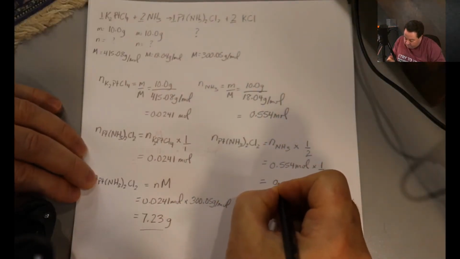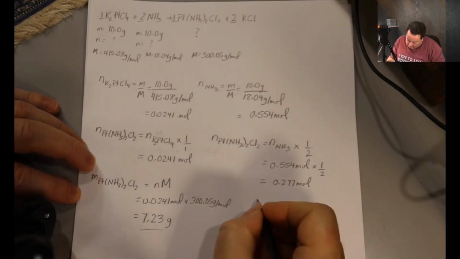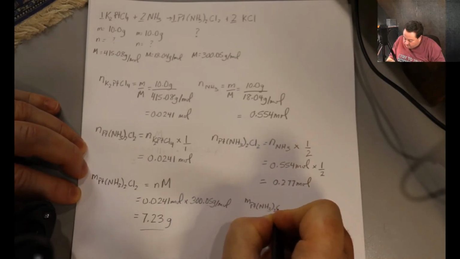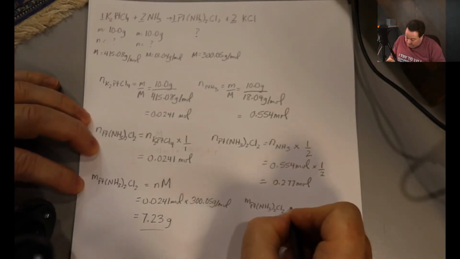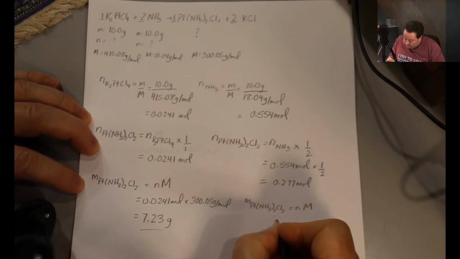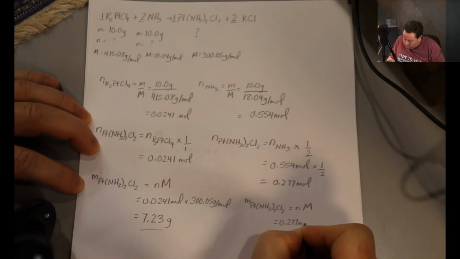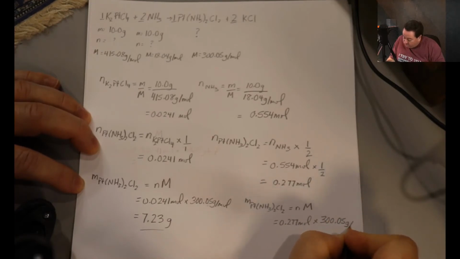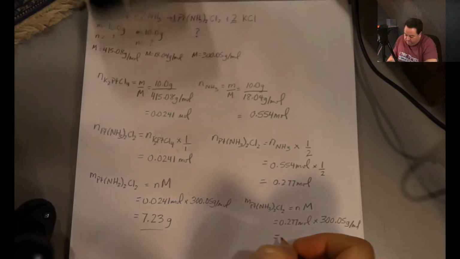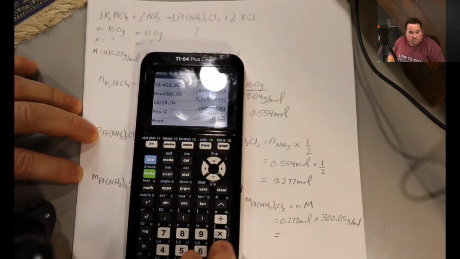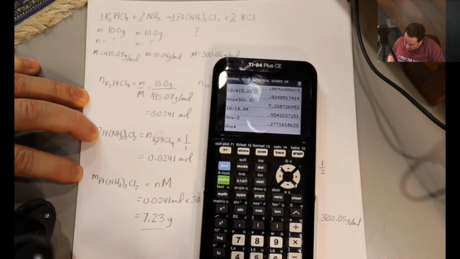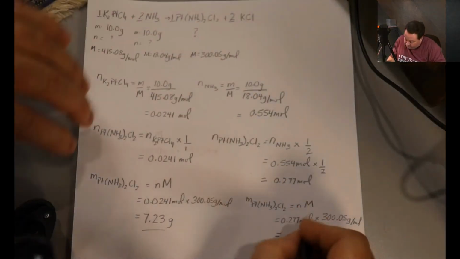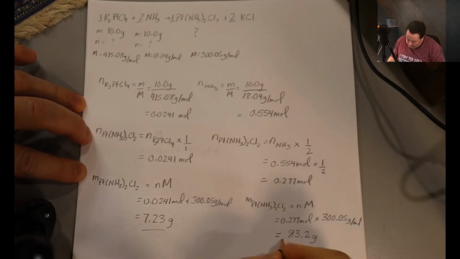0.277 moles. Now, the mass of Pt(NH3)2Cl2, our product that we could make from that, would be that number of moles times the molar mass of the product. 0.277 moles times the molar mass of the product, 300.05 grams per mole, and we get 83.2 to 3 significant figures. So we see that that's a lot more.